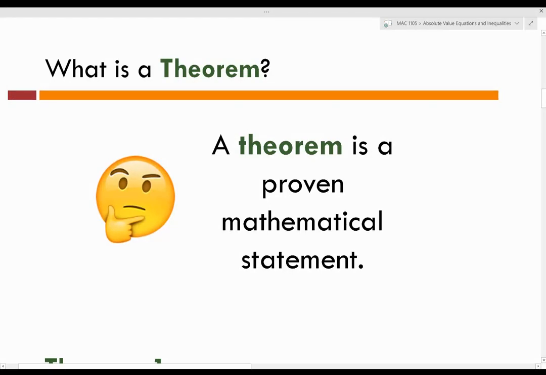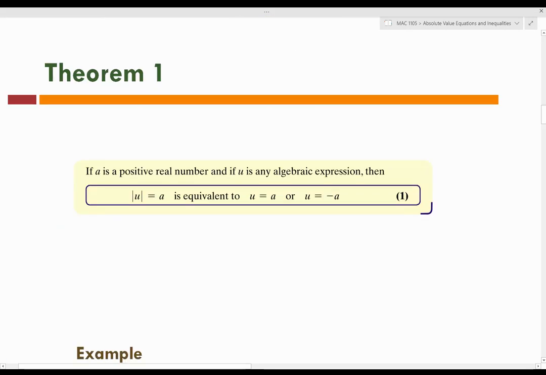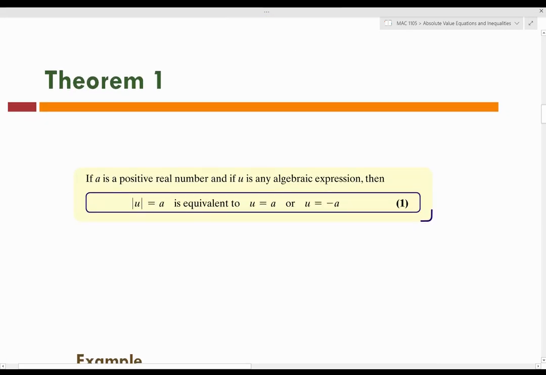So for example, the first theorem in section 5.2 just means that that's the first one that they mention in that particular section. Okay? All right, so our first theorem in this section says, if A is a positive real number and if U is any algebraic expression, then the absolute value of U equals A is equivalent to U equals A or U equals negative A.